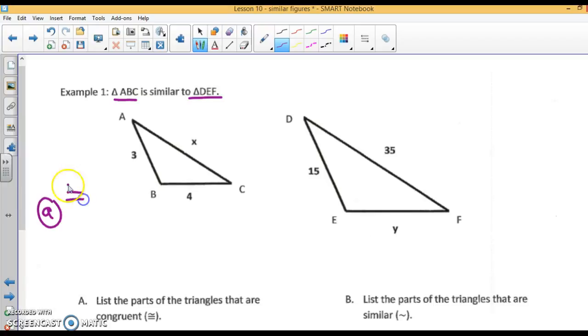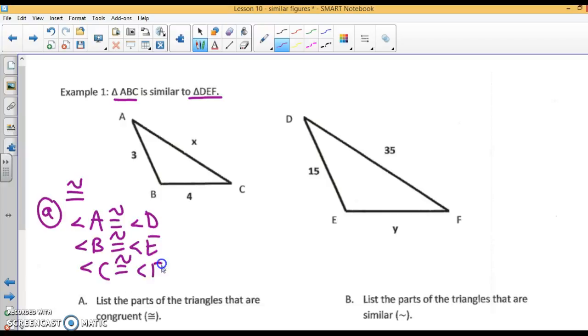Congruent looks like this. It's an equal sign with a squiggly. Why doesn't it just mean equal? Because angle A is congruent to angle D. That means if this is 40 degrees, this is also 40 degrees. Why aren't they equal? Because this is angle A and this is angle D. Their measures are equal, but they are different angles. That's why we say congruent. Angle B is congruent to angle E, and angle C is congruent to angle F. And I want you to write it just like that.